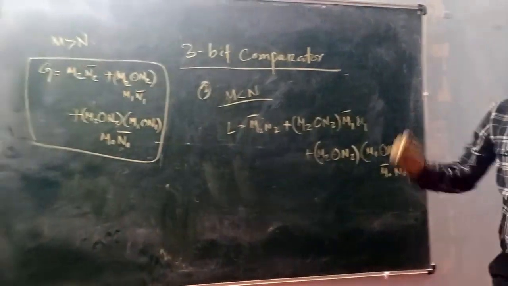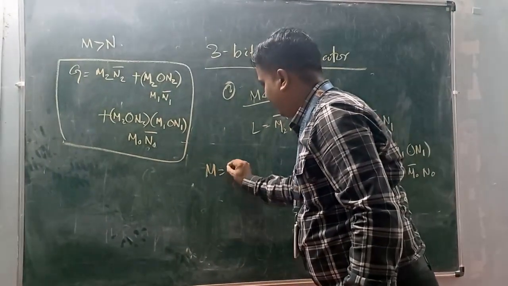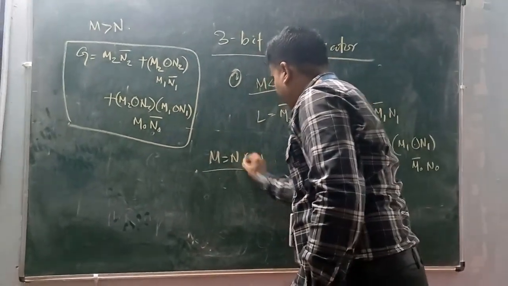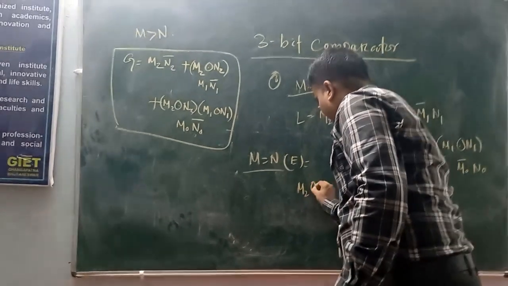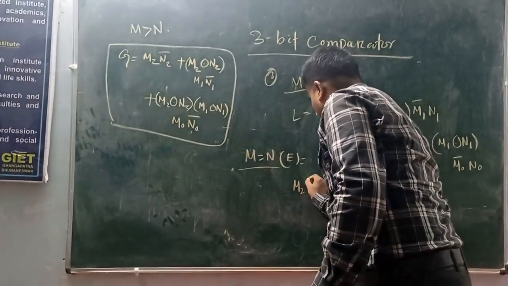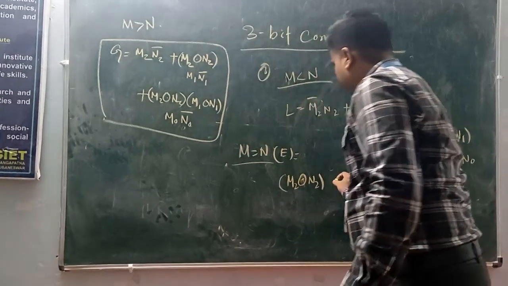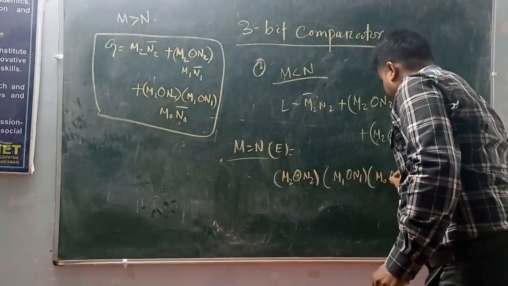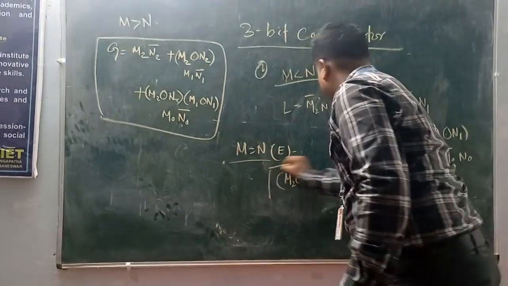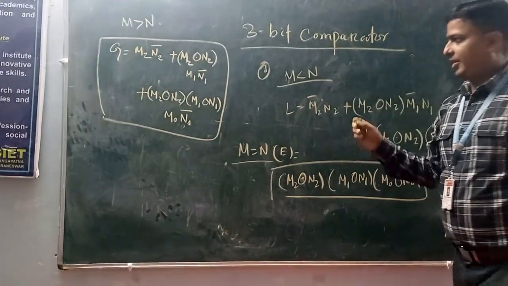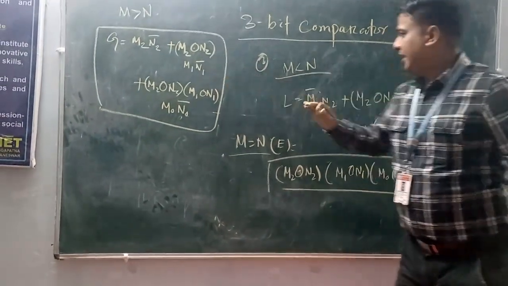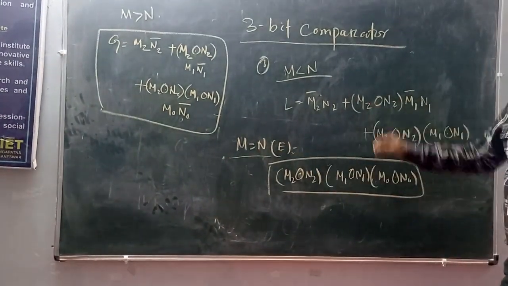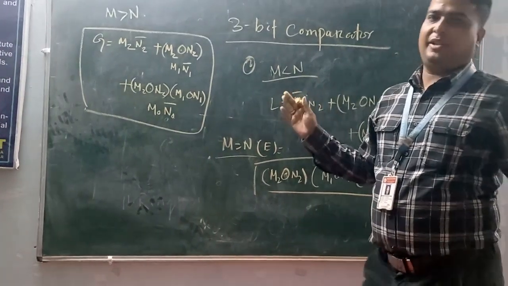Now the third and last condition, M equals to N. For M equals to N, all three bits will be equal. So for the value of E, M2 XNOR N2 into M1 XNOR N1 and M0 XNOR N0. So this is the overall expression for a 3-bit comparator. This is for M greater than N, G. This is for M less than N, L. And this is for M equals to N, that is E. So I hope you have studied the comparator very well.